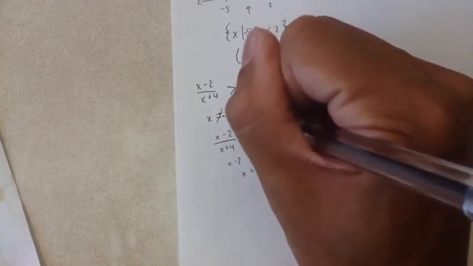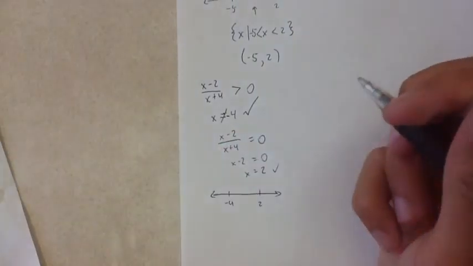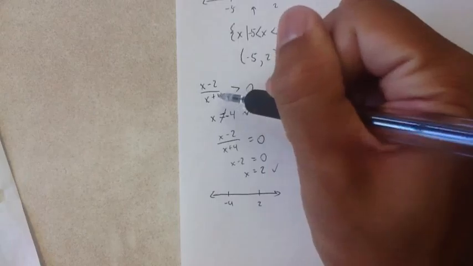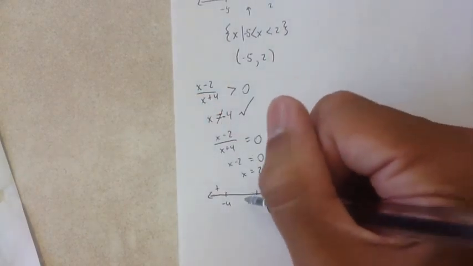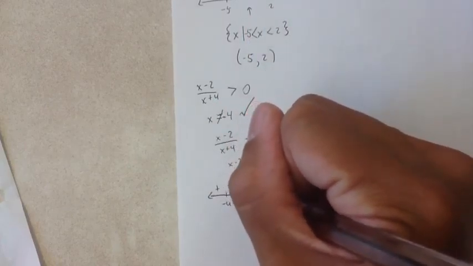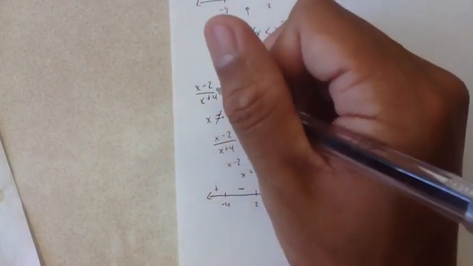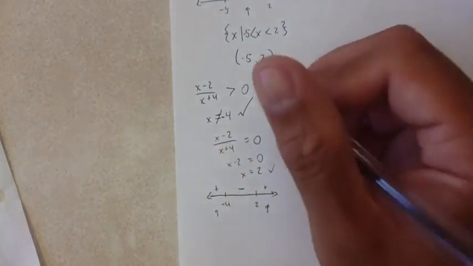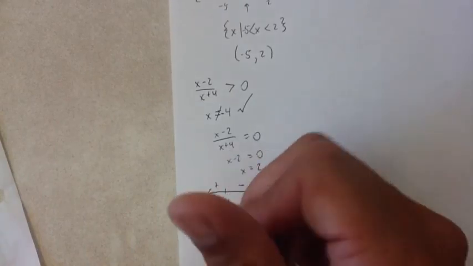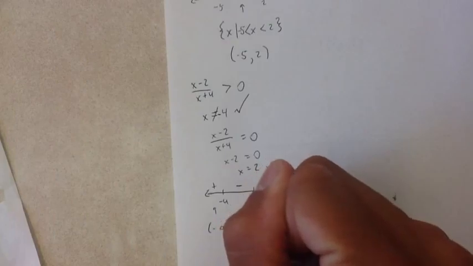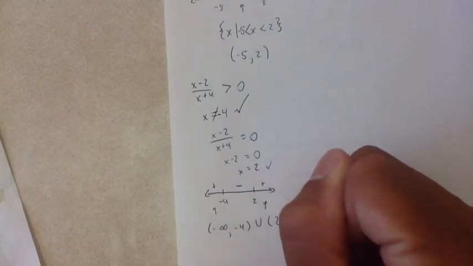So my 2 points are here at negative 4 and 2. Plug in a point like negative 5. If I plug in negative 5, I get a negative 7. Negative 1 gives me a positive. If I plug in a 0, I get negative 2 over 4, which gives me negative 1/2, which is a negative. If I plug in a 3, I get 1 over 7, which is a positive. So I'm looking for these two areas because they are greater than 0. So to write out, I would have negative infinity to negative 4 union 2 to infinity. I could also have this answer.